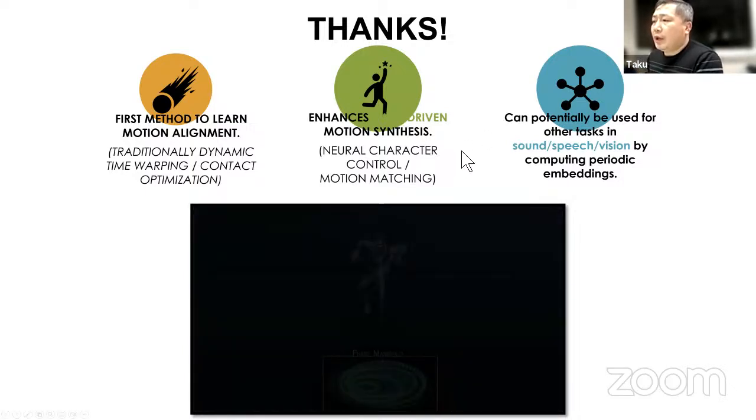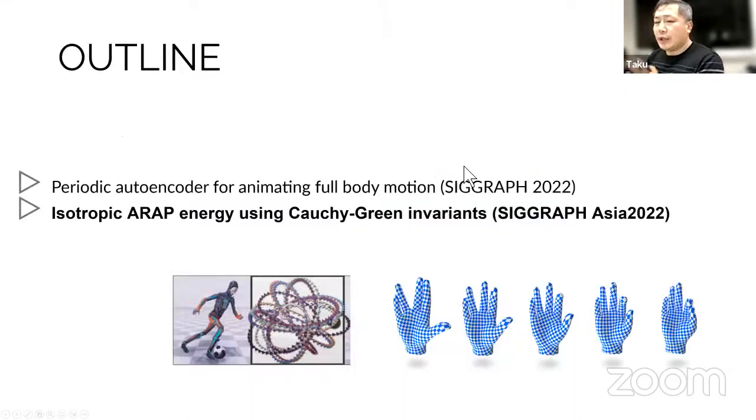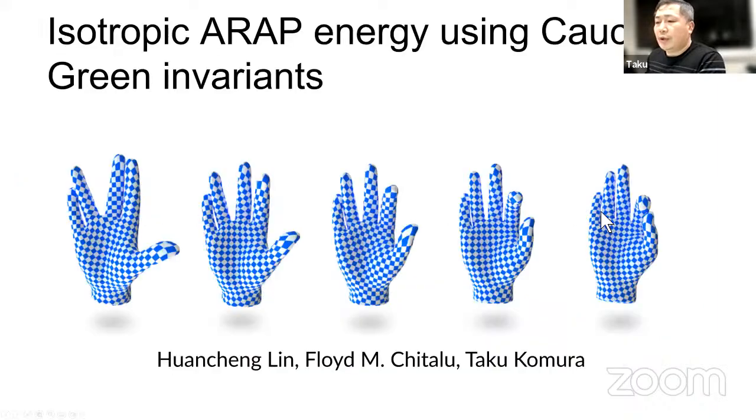Yeah, and so that's pretty much all for this part. Now let's go to the next one, the isotropic ARAP energy using Cauchy-Green invariants. This is work done by Huancheng Lin, Floyd Chitalu, and myself.